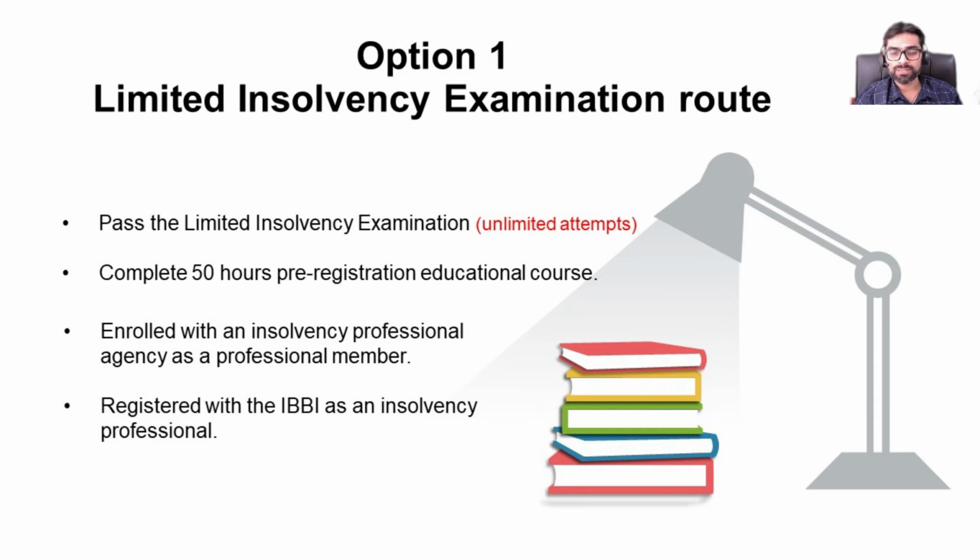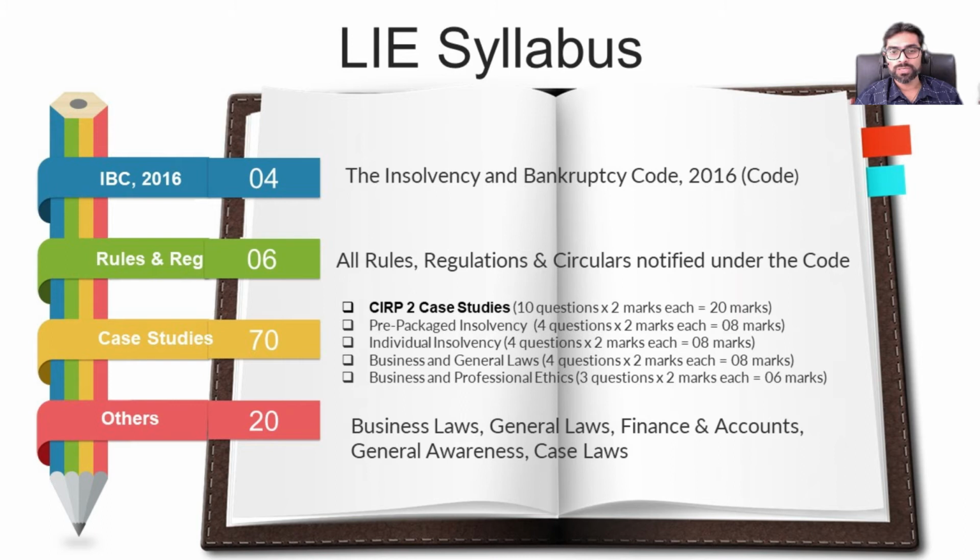So once you crack this examination, you will have to undergo a 50-hour pre-registration educational course with any of the IPAs. There are 3 IPAs, 3 professional institutes have created 3 IPAs, so you can approach any of the professional institutes, any of the IPAs, to become a professional member and undergo this 50-hour pre-registration course. Thereafter, once you have become a member, you have to approach IBBI and register yourself as an insolvency professional.